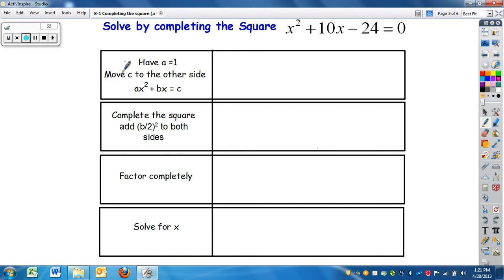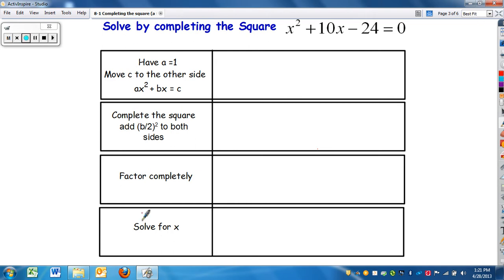Alright, so when solving by completing the square, it is a step-by-step process, so I outlined it for you. Write these steps down. You only have to write it down once. You don't have to write it down for every example. So we have our first example. We can say this is example A.